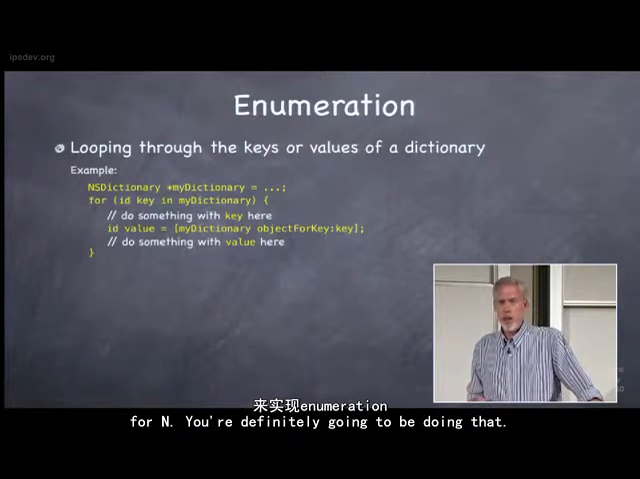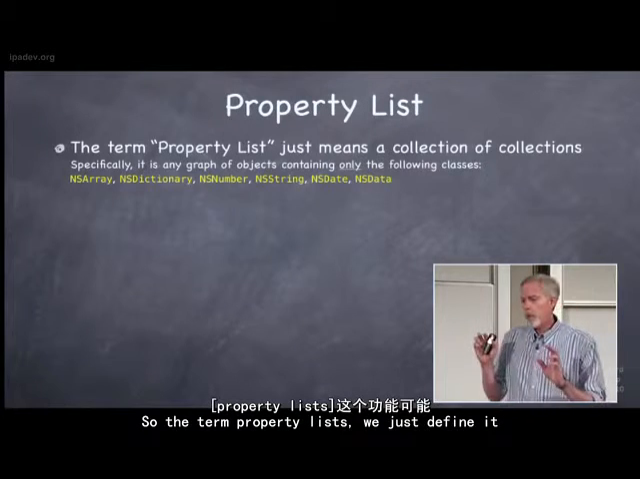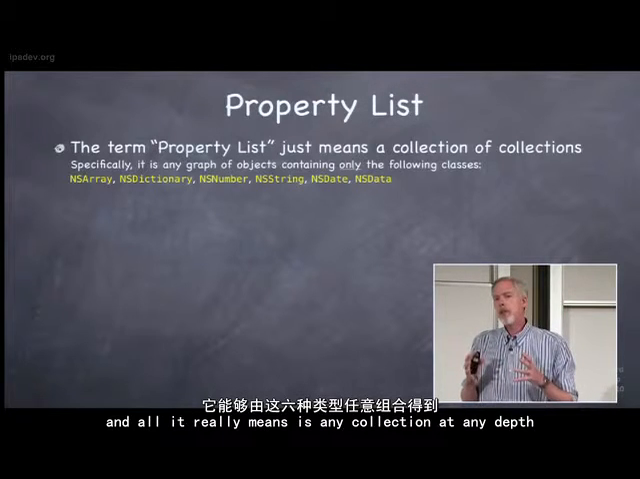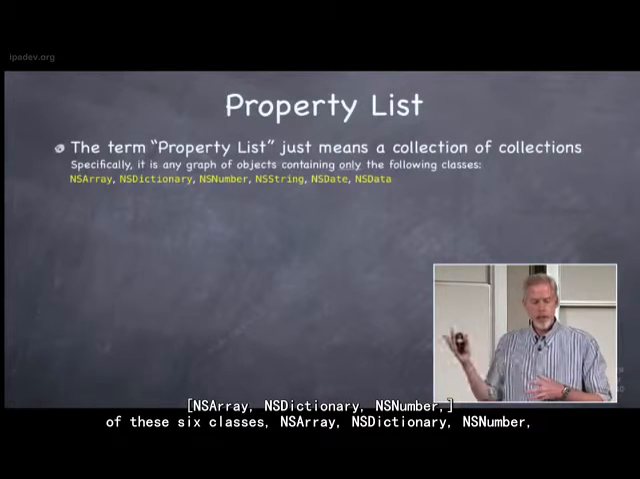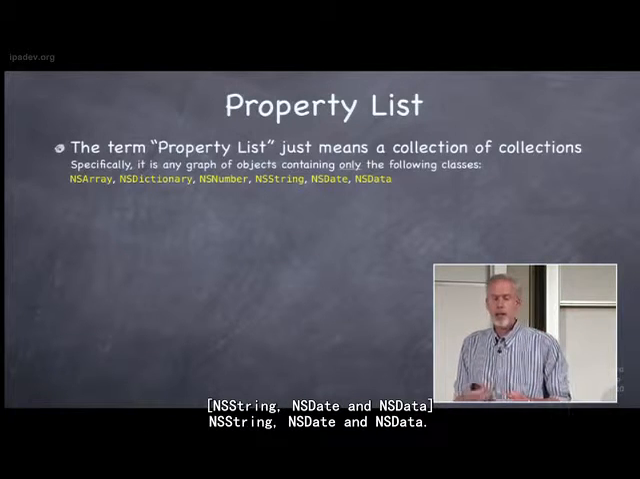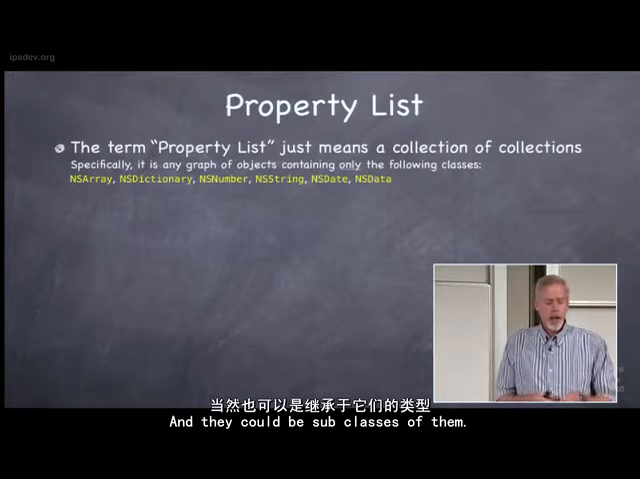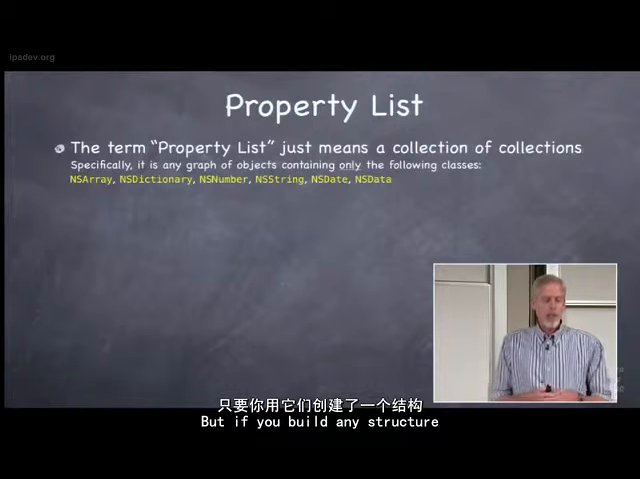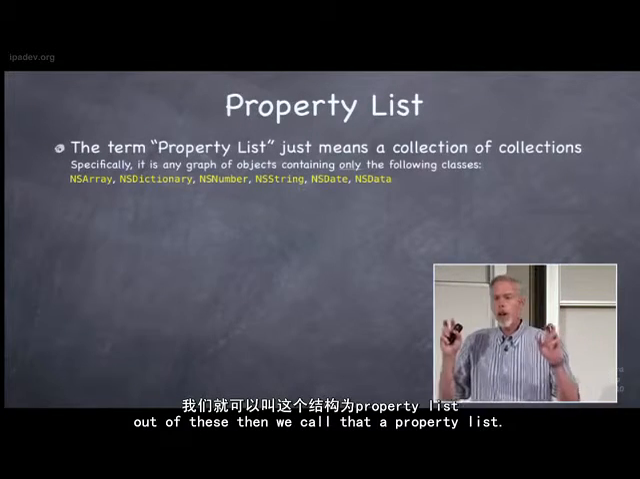You're definitely going to be doing that. All right, so property list. The term property list, we just define it when we're working in iOS. And all it really means is any collection at any depth of these six classes: NSArray, NSDictionary, NSNumber, NSString, NSDate, and NSData. Okay, which are all classes we've talked about in the last two lectures. And they could be subclasses of them. They could be mutable versions of them as well. But if you build any structure out of these, then we call that a property list.